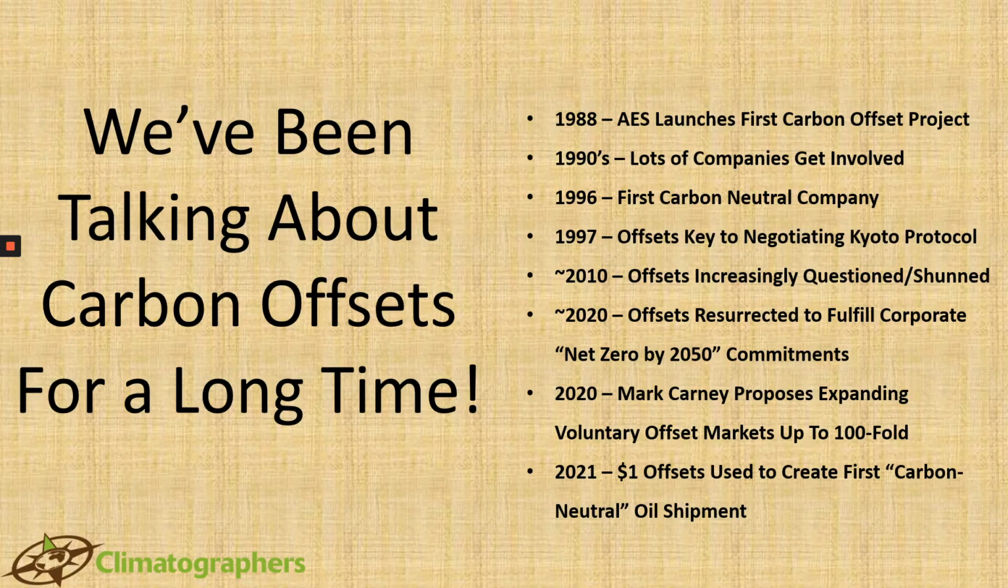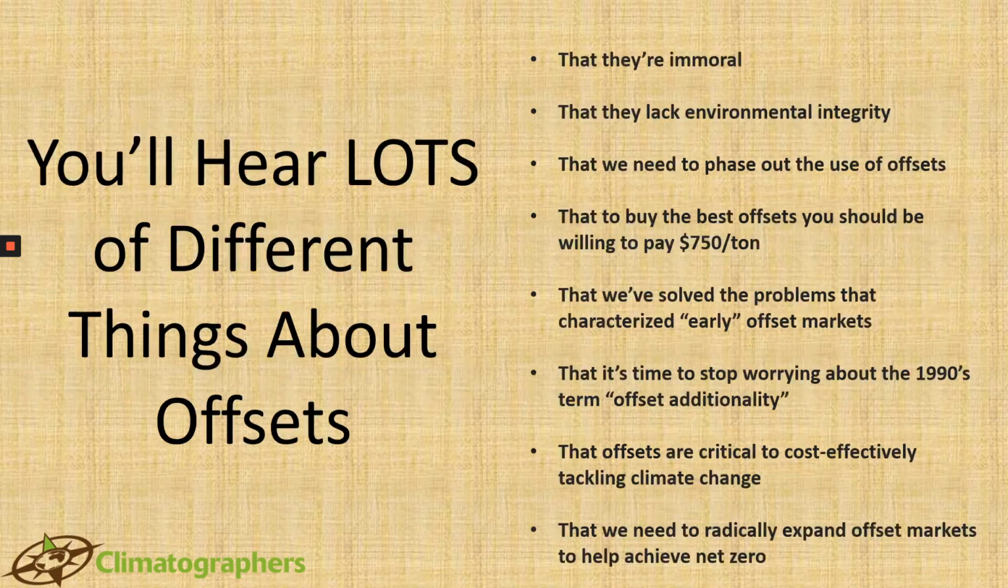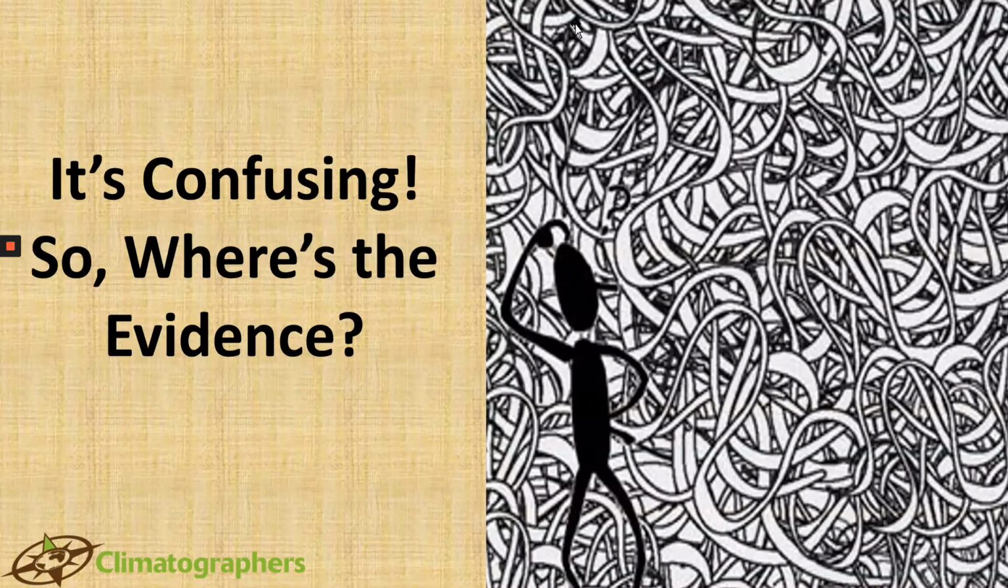We've been talking about carbon offsets for a long time, since the first carbon offset was done in 1988. And you'll hear lots of different things about offsets even today, ranging from they're awful to they're critical to climate change mitigation. So where is the actual evidence that you can use to dig into these questions?